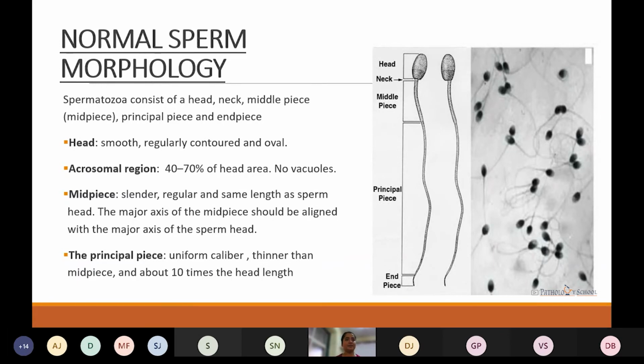And then we have the middle piece, which consists of the mitochondria, and it plays a role in the motility of the sperm. It's slender, regular and of the same length as the head. There's also the neck, which basically facilitates the attachment of the tail region to the head. Then the principal piece is also there, which is the longest piece of the tail, around 10 times longer than the length of the head. It's uniform in caliber and thinner than the middle piece. Both the middle piece and the principal piece are made up of axonemes.